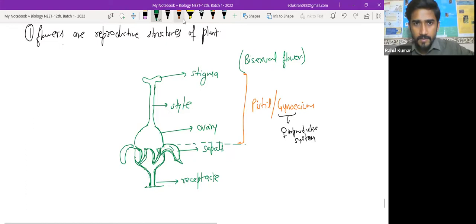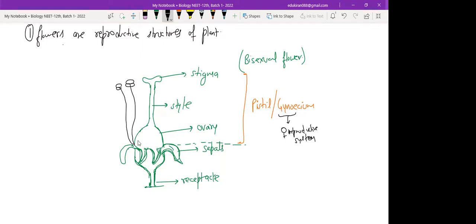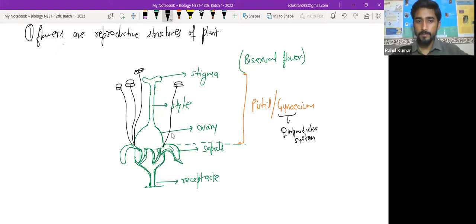You also must have seen structures like this growing from this sepal only, which go all the way up and are bilobed at the end, correct? In a flower. Yes. What are these structures called? Stamen. They are the male structures. Okay.